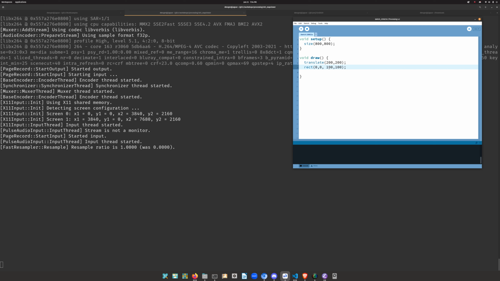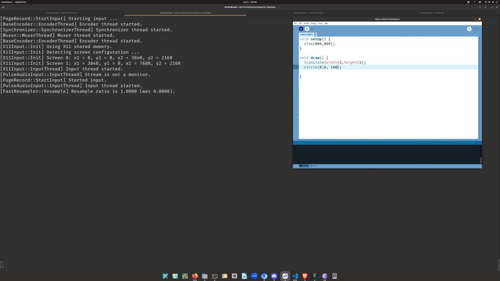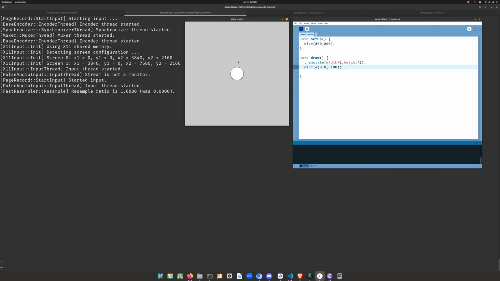So let's see what we can do. All right, how about this? I'll set up the origin as width over 2, height over 2. We've got our 800 by 800 playing field. Okay, and let me do a circle. So circle 0, 0, and radius 100. Let's see if that works. Okay, so we got a circle at the center of the screen. I think that's right.